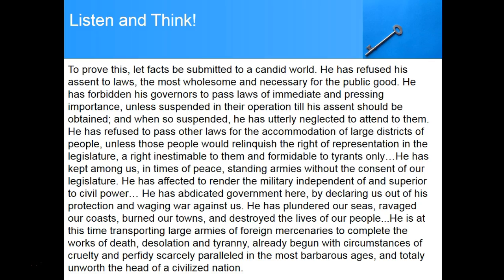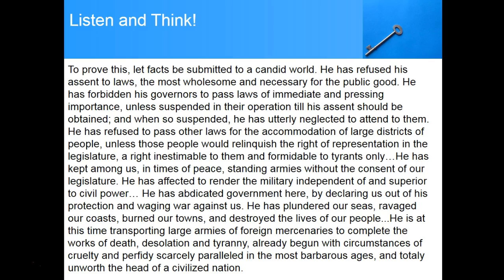And finally, the last section. To prove this, let facts be submitted to a candid world. He, King George, has refused his assent to laws, the most wholesome and necessary for the public good. He has forbidden his governors to pass laws of immediate and pressing importance, unless suspended in their operation till his assent should be obtained. And when so suspended, he has utterly neglected to attend to them. He has refused to pass other laws for the accommodation of large districts of people, unless his people would relinquish their right of representation in the legislature, a right inestimable to them and formidable to tyrants only.